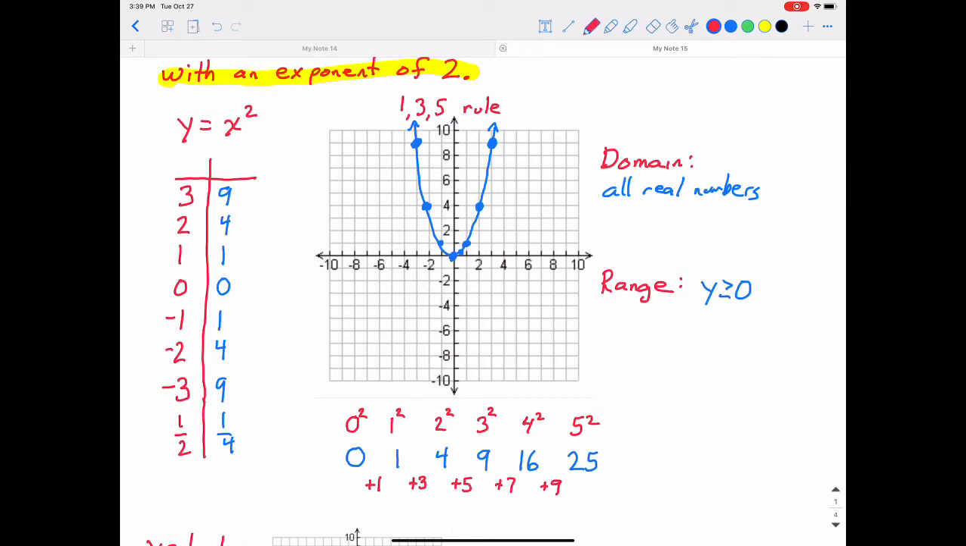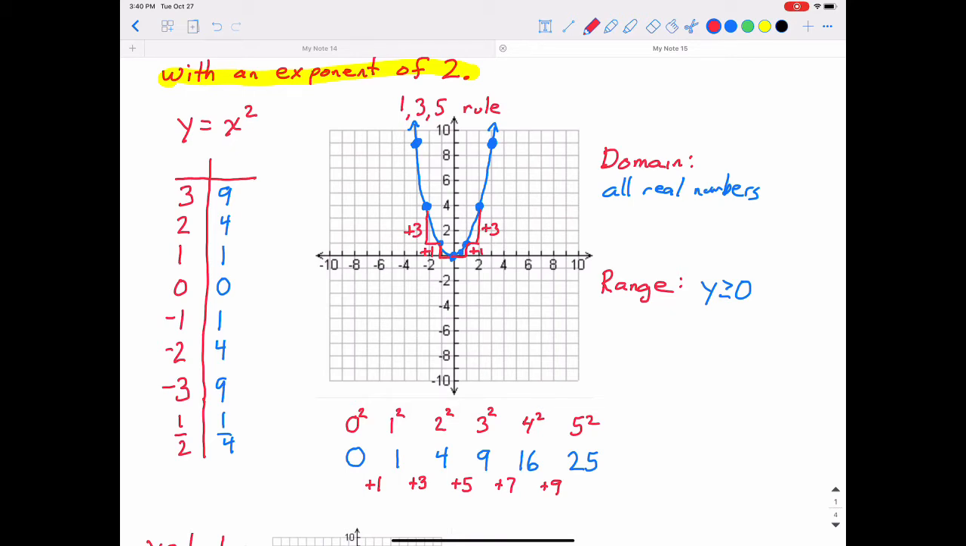What the 1, 3, 5 rule is that starting at the bottom of the graph, starting at the vertex, I can find my next set of points by going out 1 and then up 1 unit. So out 1 and then up 1 unit on both sides. And then from that point, I can go out 1 and then up 3 units. So plus 3, and then out 1 and up 3 units.